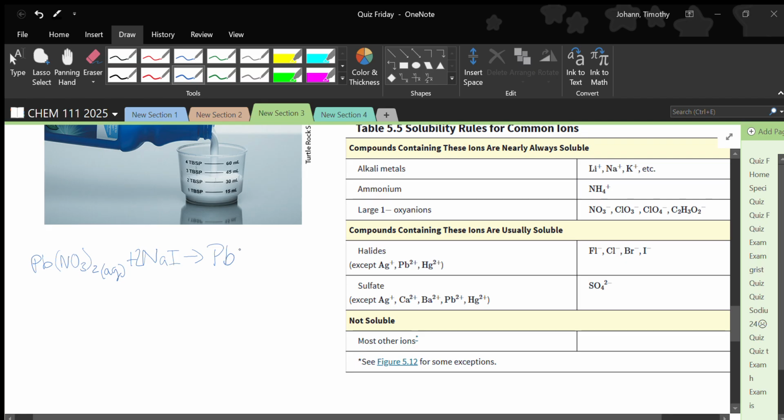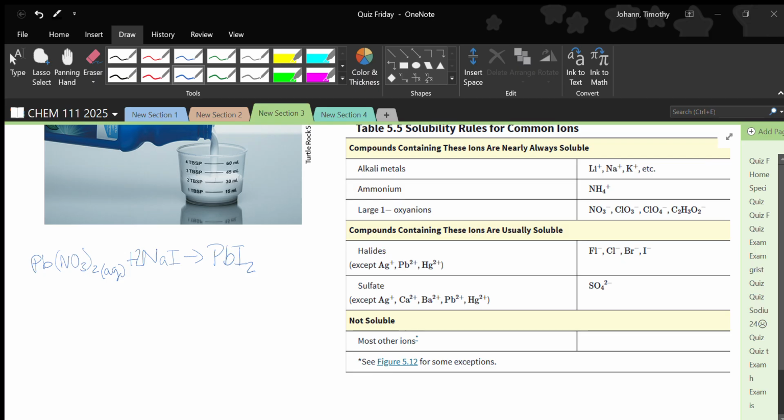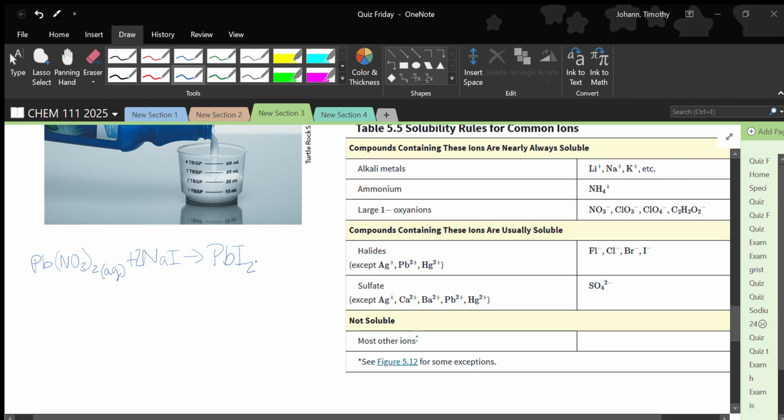All right, so we've got lead iodide, right? Is lead iodide going to be soluble? No. Why? Lead's an exception. Iodide is usually soluble, but lead is one of our exceptions, right? And it's also the +2 form of lead. So that's going to be a solid.